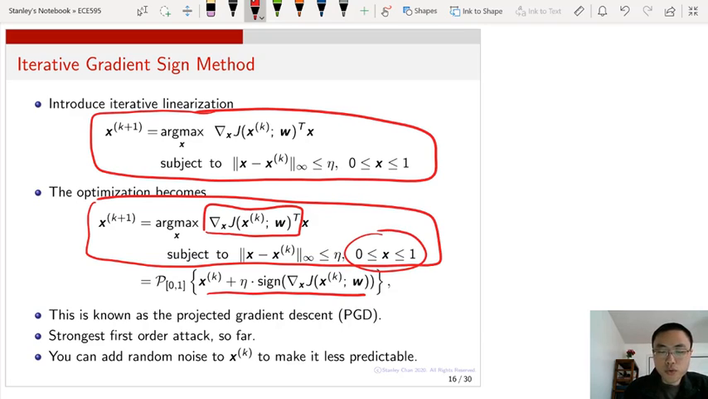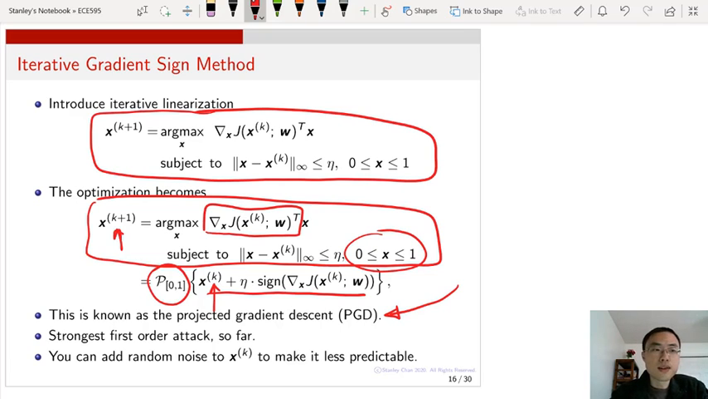This constraint will just become a projection onto the set between 0 and 1. And therefore, you can solve this iteration over and over by finding a different k, so that you can keep updating your xk. And once you get the solution multiple times, you will end up having this solution. It's called the projected gradient descent attack, or PGD attack. And it's so far the strongest attack when I do the literature search. It's still very, very powerful.